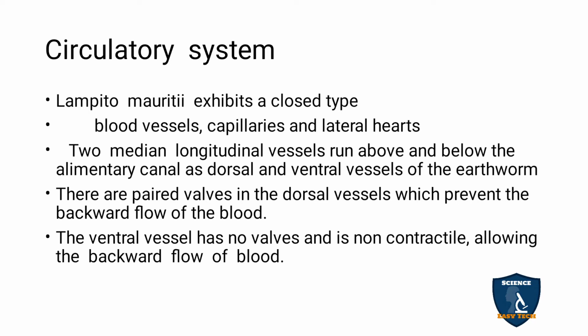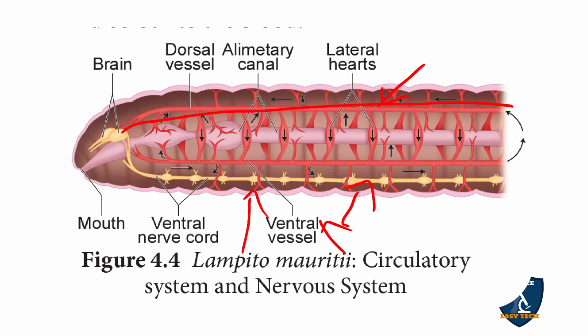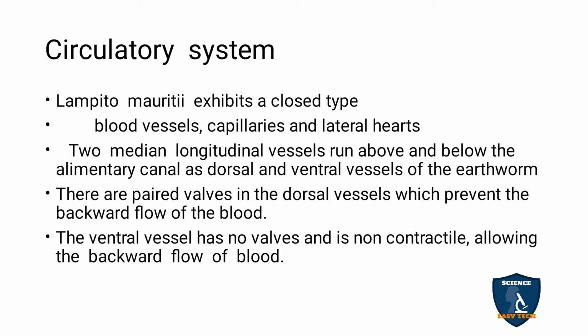There is a pair of valves in the dorsal vessel. What is the function of the valves? They prevent the backward flow of blood. But these valves are not seen in the ventral vessel. The ventral vessel is also non-contractile, and it allows the backward flow of blood. So the dorsal vessel has a pair of valves, and the backward flow of blood is prevented. But there are no valves in the ventral vessel, so the backward flow of blood is not prevented.